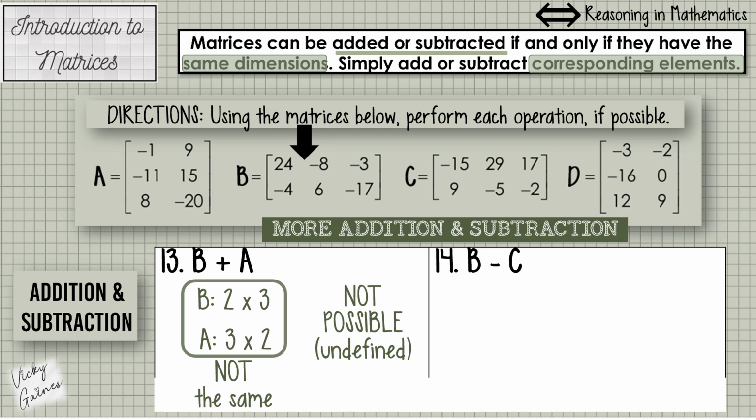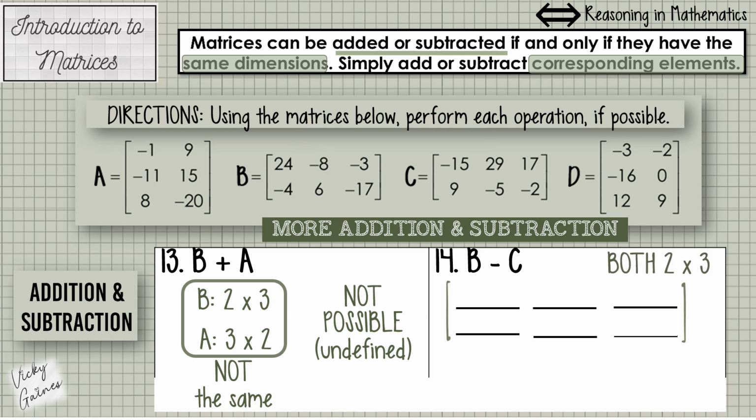B minus C. Let's look at it. Here's B, here's C. They're both 2 by 3, so we can do it. Our answer is going to be a 2 by 3. So B minus C: 24 minus negative 15, negative 8 minus 29, negative 3 minus 17, negative 4 minus 9, 6 minus negative 5, and negative 7 minus negative 2. Let's calculate those.